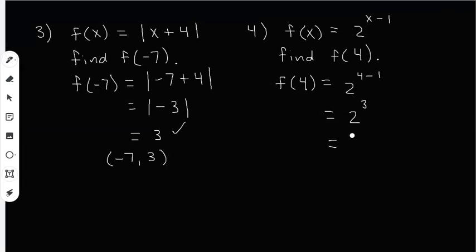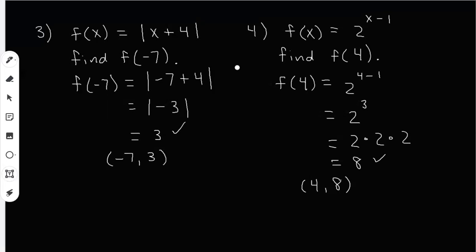So what's 2 to the third power? That's basically the same thing as 2 times 2 times 2. Multiplying 2 by itself 3 times, that's going to give me 8. And that's it. My answer is 8. So the point on my graph is going to be 4, comma 8. And when you graph this function, you'll see the graph goes through the point 4, comma 8. So that's evaluating functions. Pretty simple. All you're doing is replacing x with a number and seeing what happens.